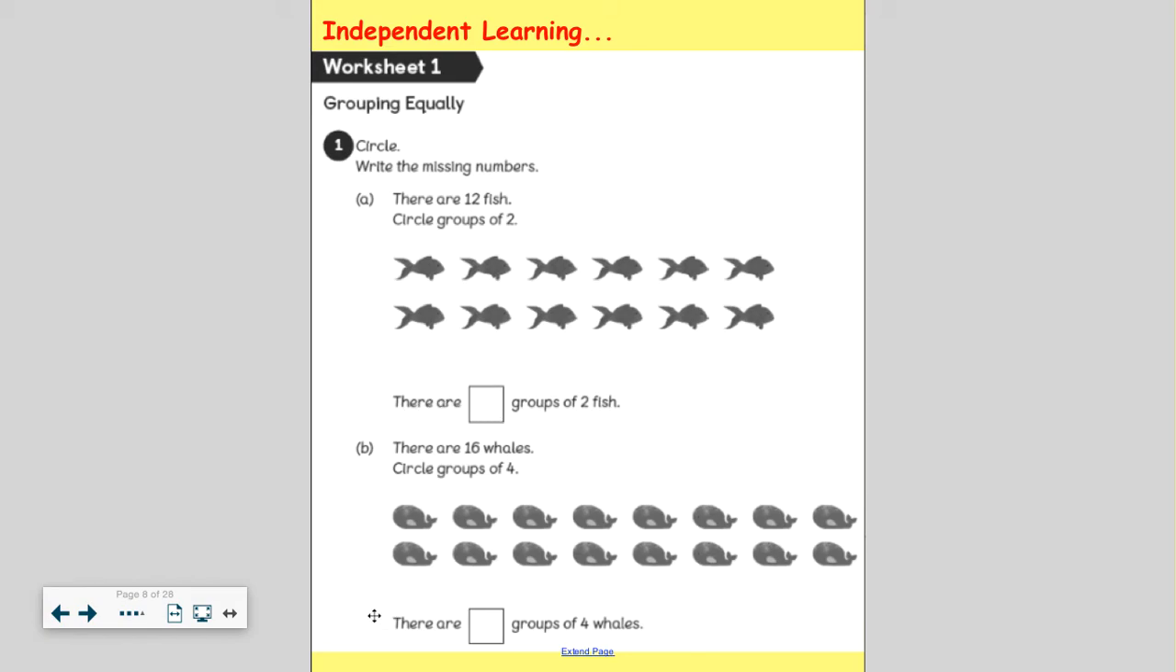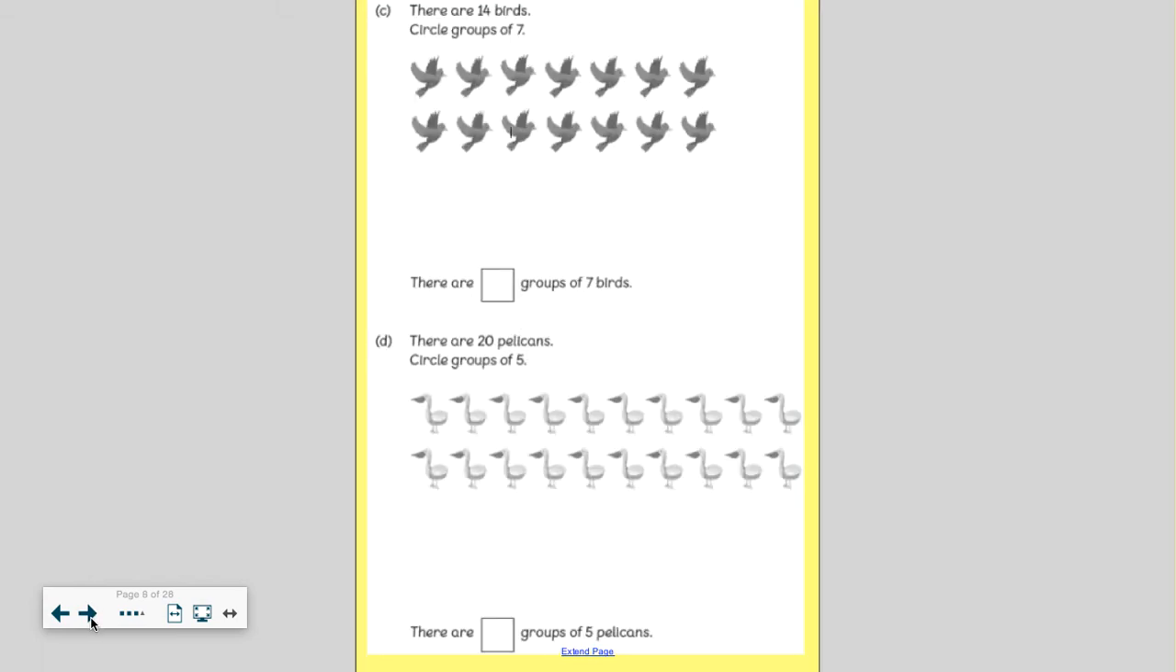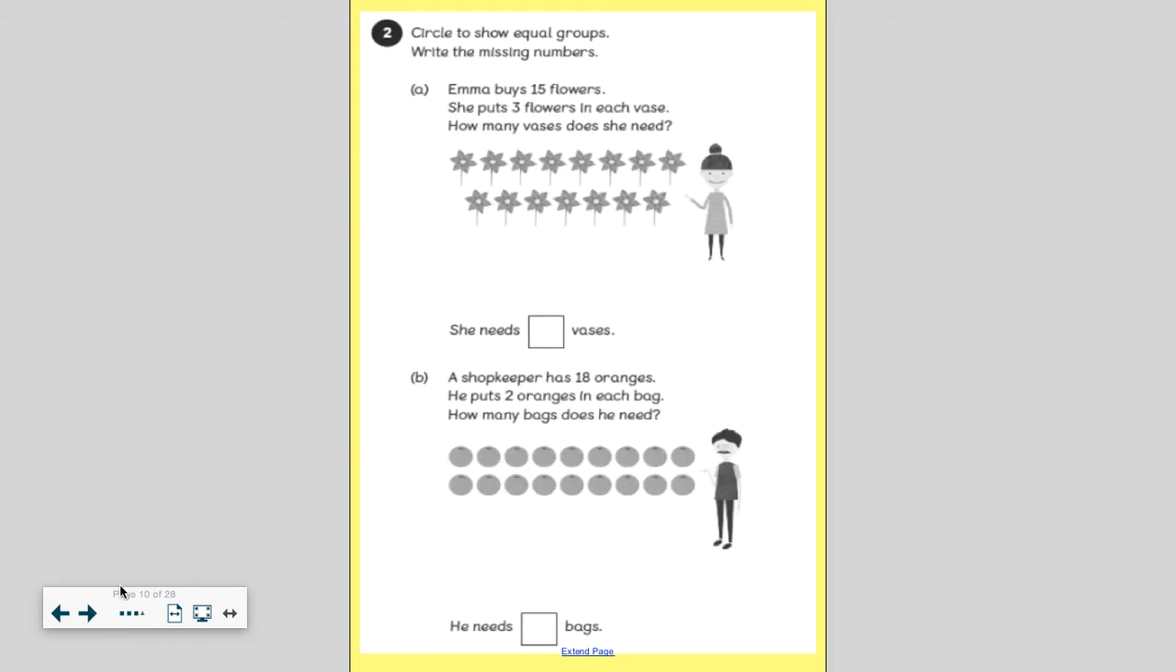Then do the same for the second question. There are 16 whales. Circle groups of 4. Put 4 whales into each group. How many groups do you have? You are doing the same thing for each of the questions. Grouping the 14 birds into groups of 7. Grouping the pelicans into 5s. And then you're having a go at some of the word problems.